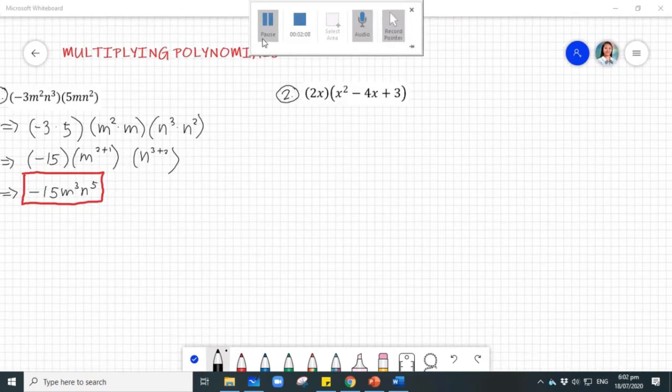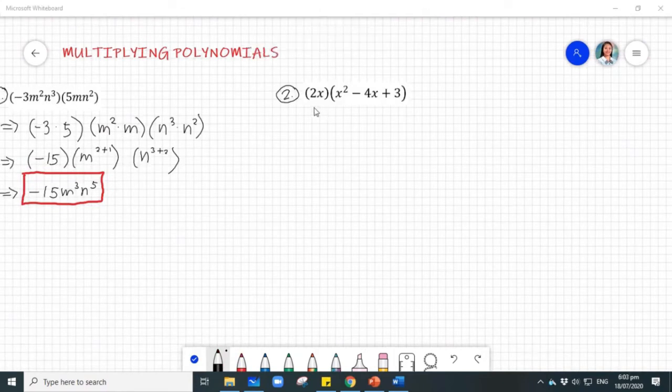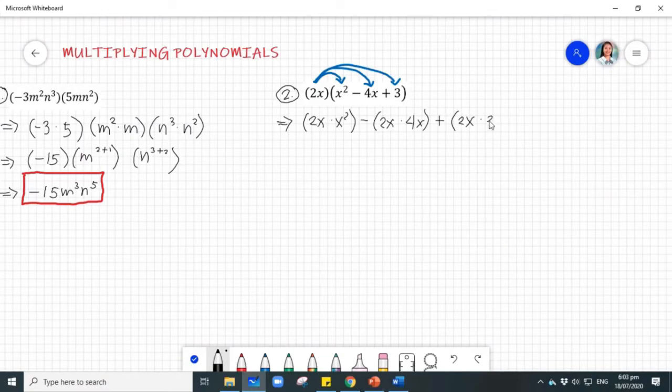Okay, for example number 2, we're going to multiply monomial times trinomial. In this manner, we are going to use the distributive property, wherein we're going to distribute 2x to the terms inside the parentheses. So it will become 2x times x squared, copy minus 2x times 4x and 2x times 3.